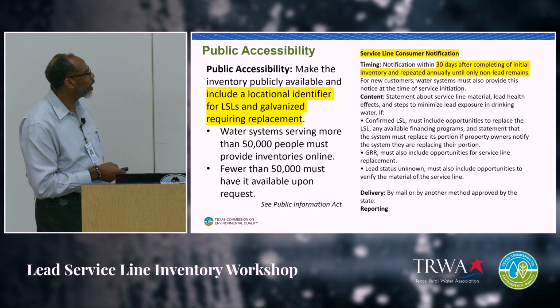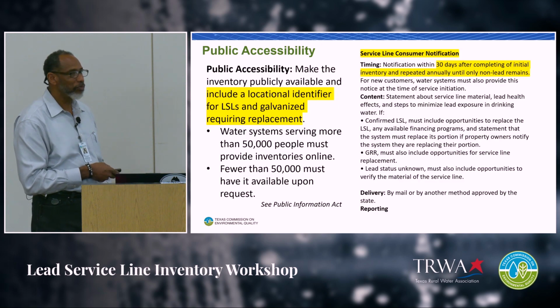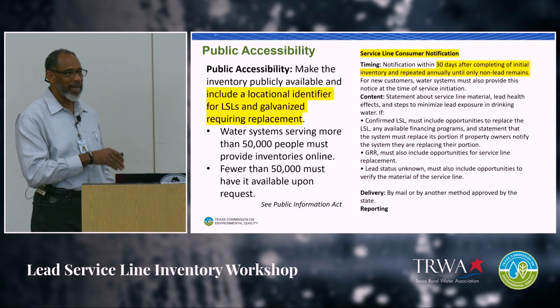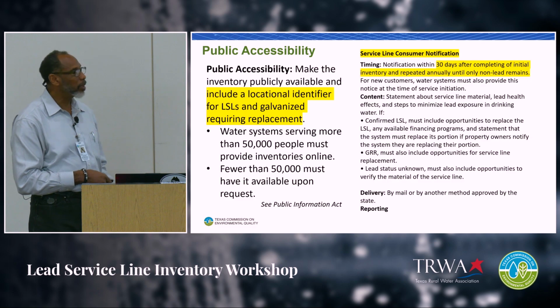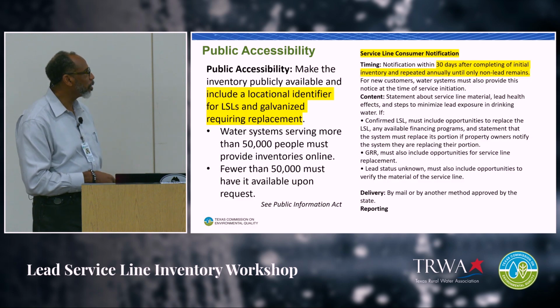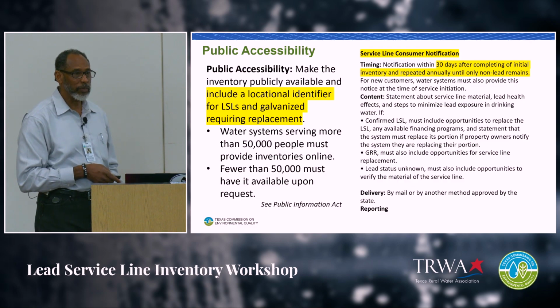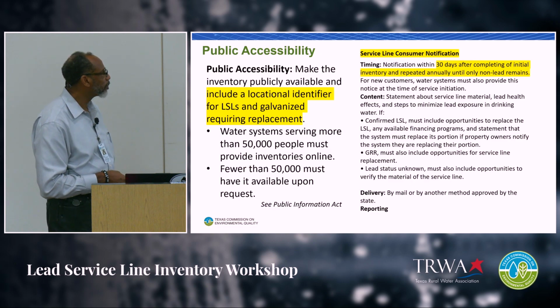Service line connection notification. So 30 days after completing the initial inventory and repeated annually until there's no lead remains. So you have to notify the customers at a location where you identified a lead service line. You have to notify them that they do have a lead at that location, and then you do it every time you do your repeated inventory, you must notify the customer. And also, like Elston, I think, mentioned that if you're at that location and going to be doing some sort of construction work that may disturb the line, you have to also notify the customer.